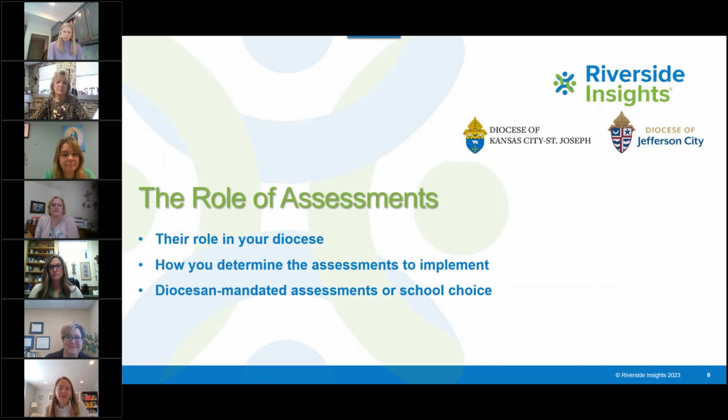So if you all could share a little bit about the role that assessments play within your diocese and how you determine which assessments the students are going to receive, and then do schools have a choice in that decision making?